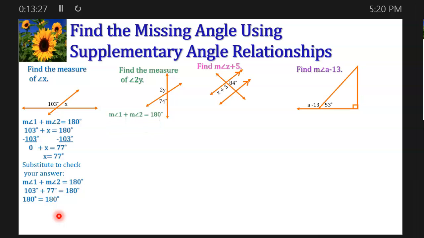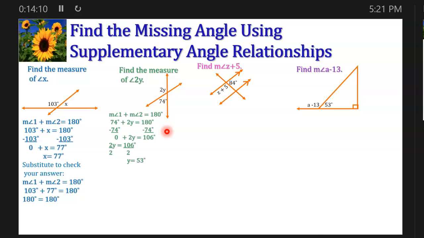Okay, so here's a little more complex problem. We've got a 2y angle and also a 74 over here, and they do create this straight line, so it does look like they're supplementary. I'm going to label the first one the measure of angle 1 and the second one the measure of angle 2. The measure of angle 1 is 74. The measure of angle 2 is the 2y. Added together, they should equal 180. Subtract your 74 from both sides, and you end up with 2y equaling 106. Divide by 2 on both sides to solve that two-step equation, and your y ends up being 53.